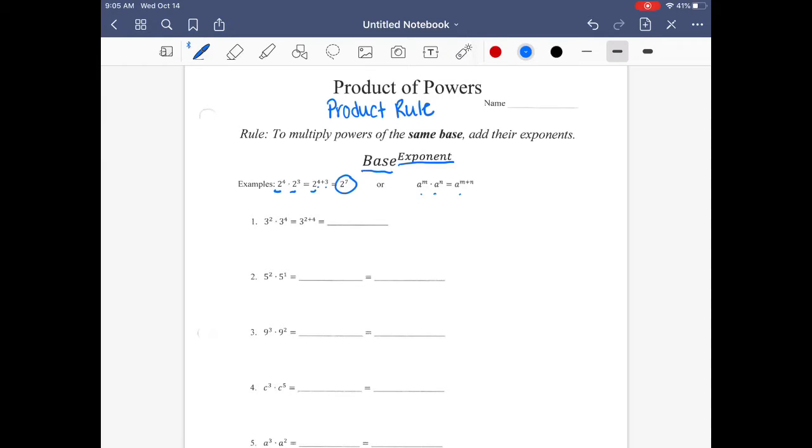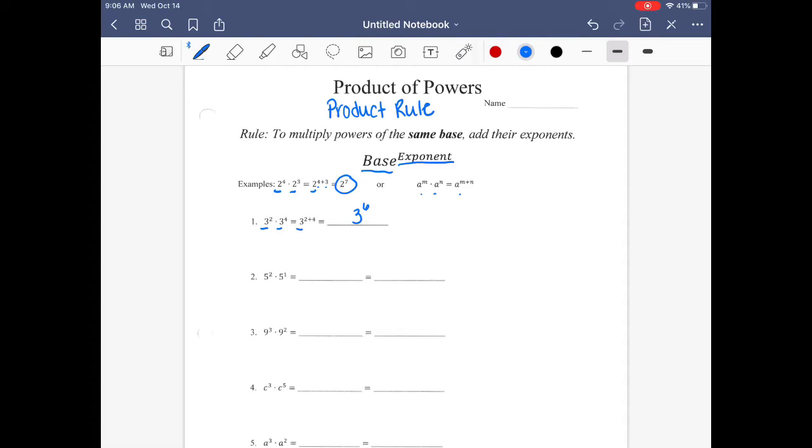So now we're going to practice it on our own. In number 1, we have both base 3, and those bases are being multiplied. So we can combine both of those base 3's into one base 3, and then add our two exponents, which are 2 and 4. So our final answer would just be adding those exponents together, which 2 plus 4 is 6. So 3 to the 6th is our simplified answer.